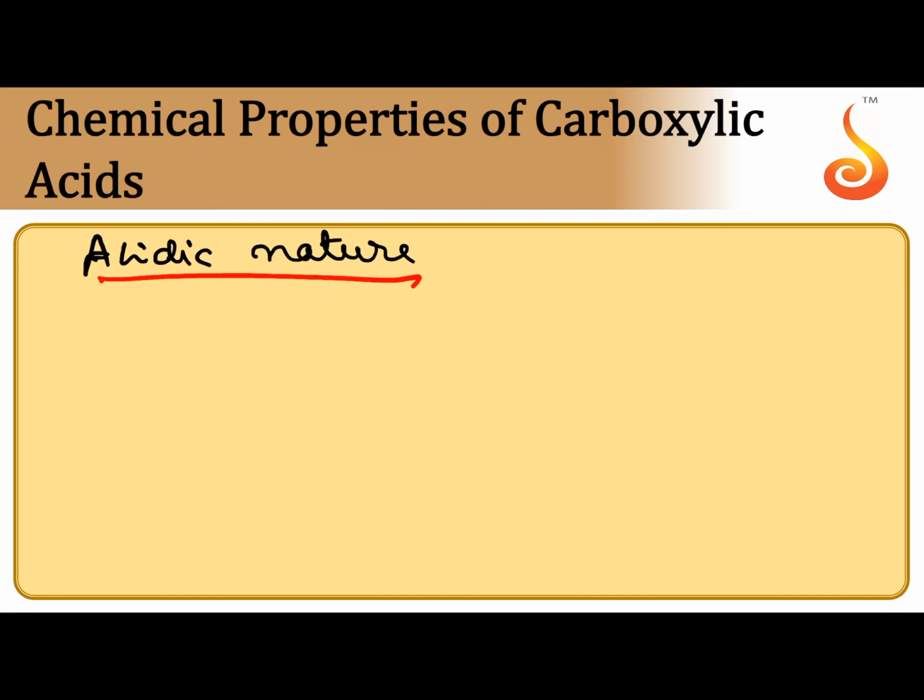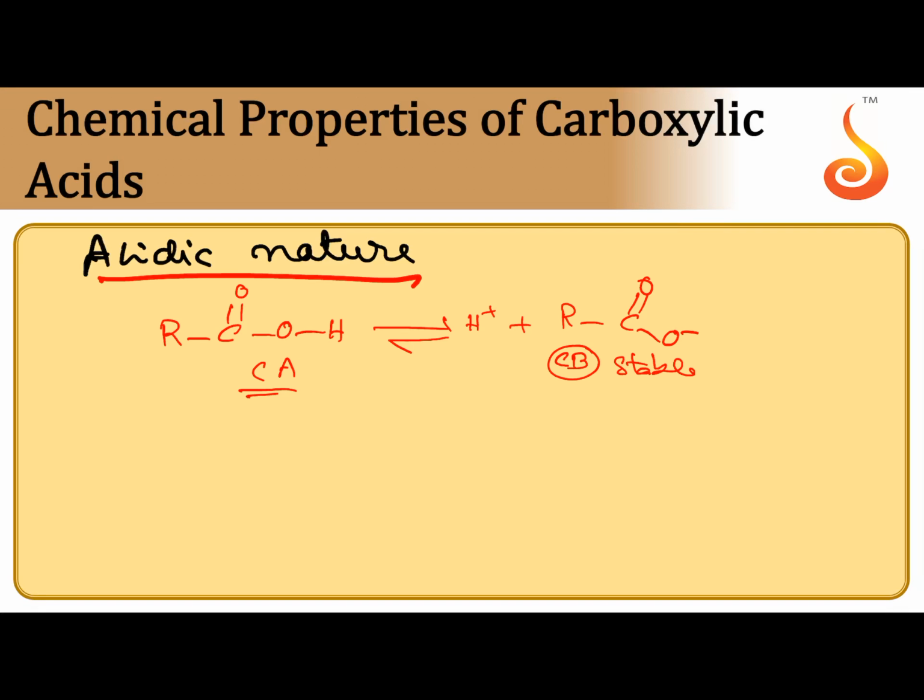Next, under the chemical properties, we have to discuss mainly acidic nature. Carboxylic acids are strongest acids among all organic acids like alcohols, phenols. Carboxylic acid loses H plus and becomes carboxylate ion. Carboxylate ion is stable due to conjugation. So it has two equivalent resonance structures. That's why carboxylic acid is strong acid. Its conjugate base carboxylate is stable.